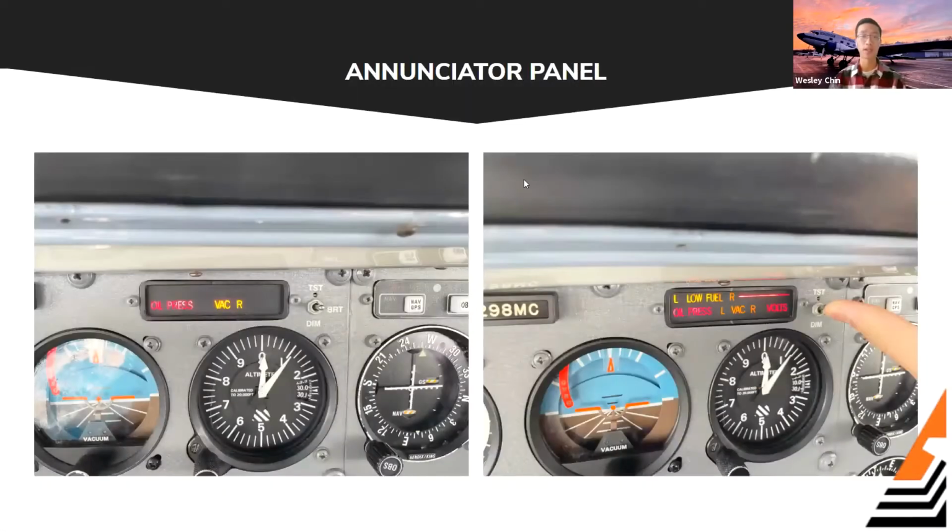And we can also do an annunciator panel test over here, right? So this little switch next to your annunciator panel, you can just flip that to test and hold it there for a couple seconds. All of your annunciator lights will remain on, and when you release it, they will come off except for oil pressure and vacuum over there.